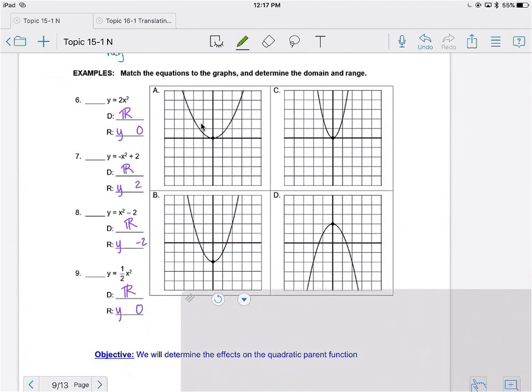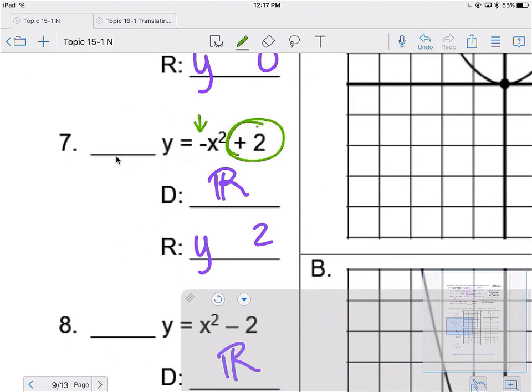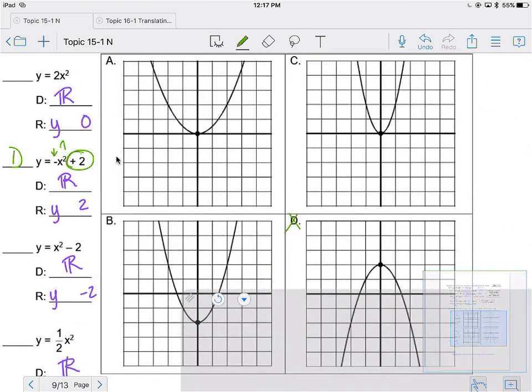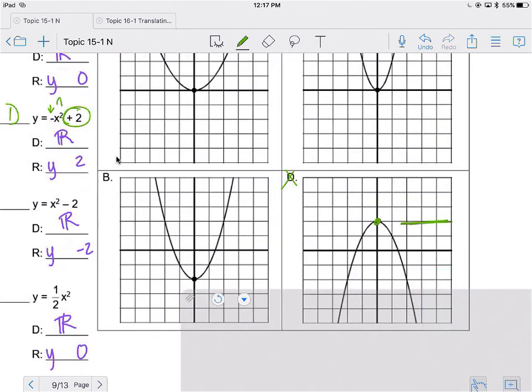So 6, 7, 8, and 9, we are matching, and this is what a lot of your assignment looks like. So I start with the ones that go up or down. So the only one of these that goes +2, which means up 2, is D. I notice D looks like a mountain, which fits because this means I'm going to flip it. So 7 would be graph D. This one goes up 2, my vertex goes up 2, and then it reflects, so it goes down. My range for graph D, we start at 2 and we go down from there, so it is a less than sign because you're going down.